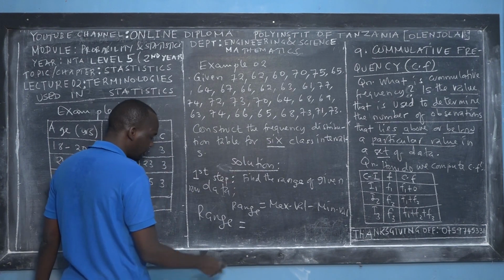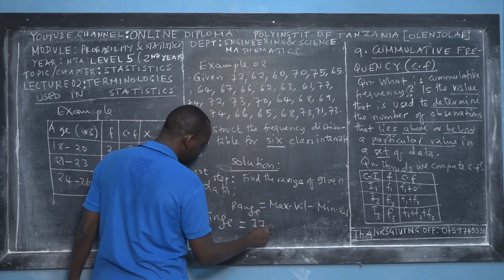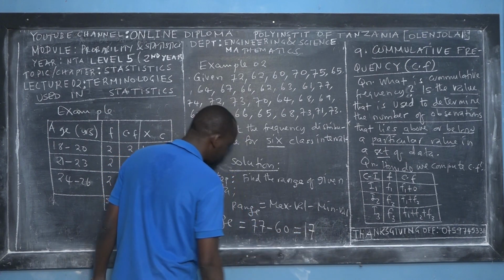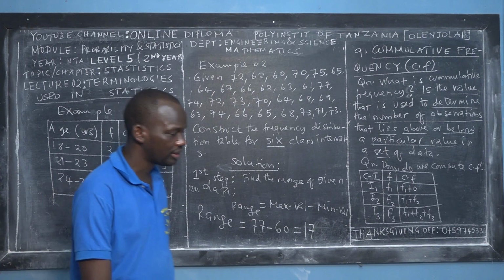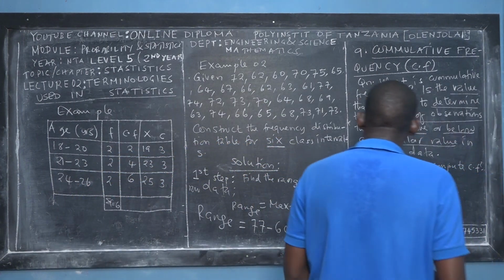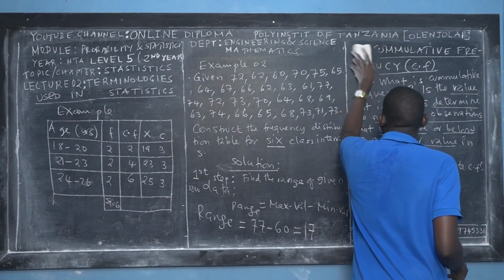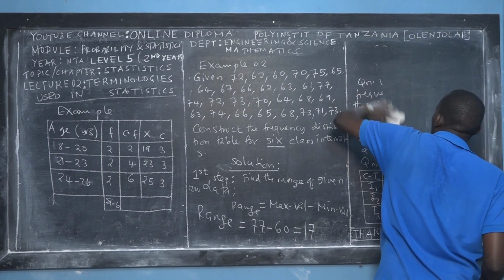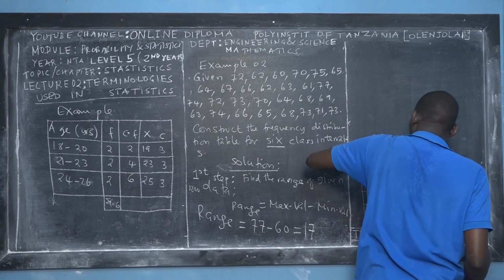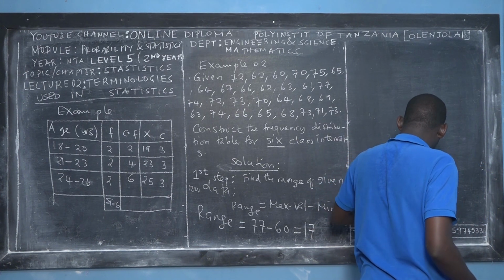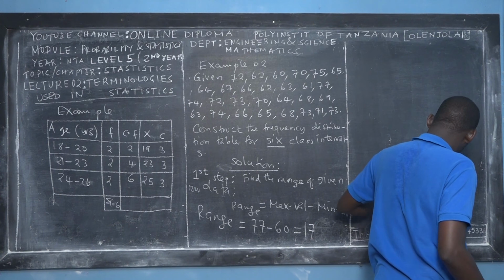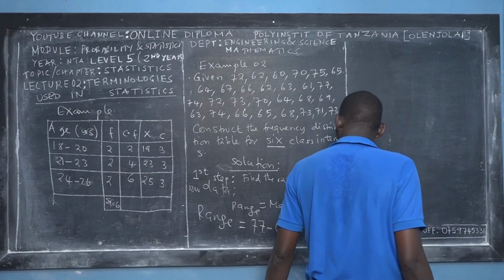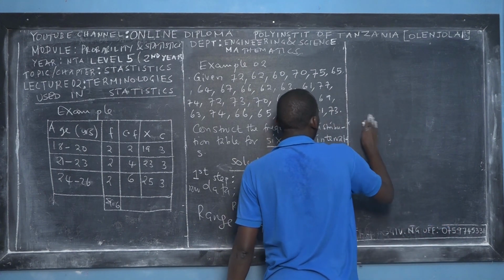So it means that the range for this data is 77 minus 60. The answer: the range is equal to 17. Great. So that's the range. And then the next step, we have to compute the class size by using the range of ungrouped data and the number of classes.